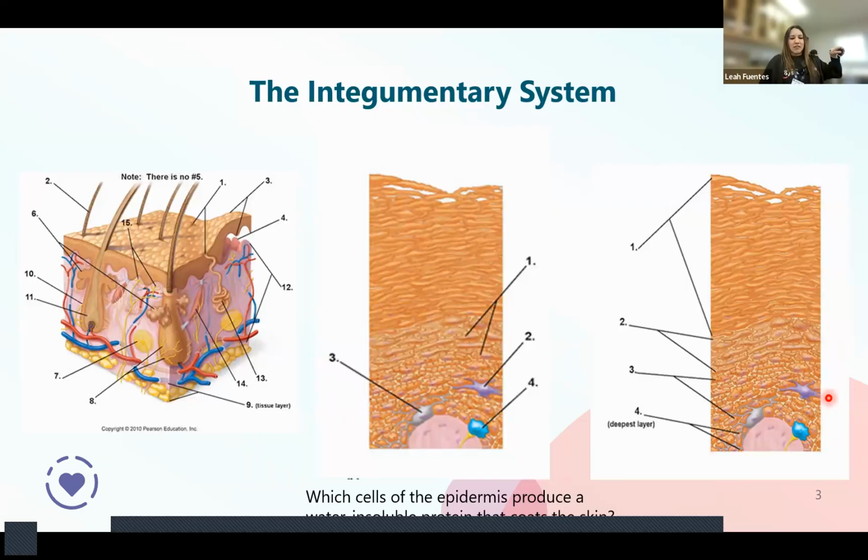And then it's kind of cut off down here, but some of the questions that could be asked is like, which cells of the epidermis produce a water insoluble protein that coats the skin? Keratinocytes, yeah. So again, just be prepared to answer, not only label, but answer short answer questions.